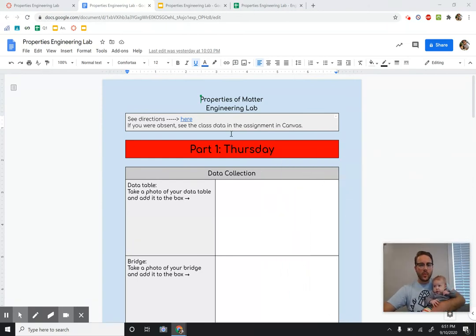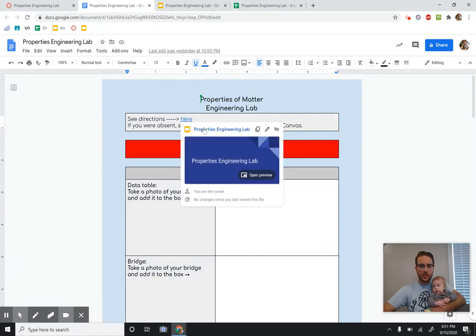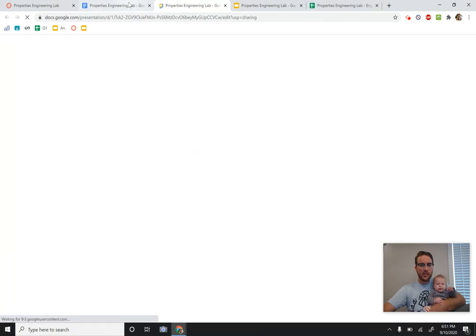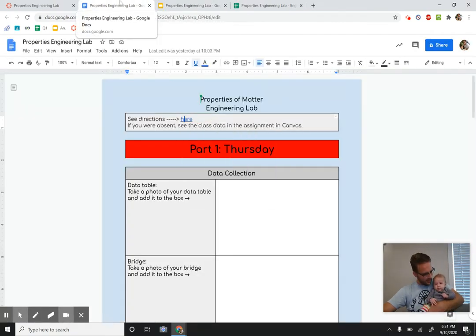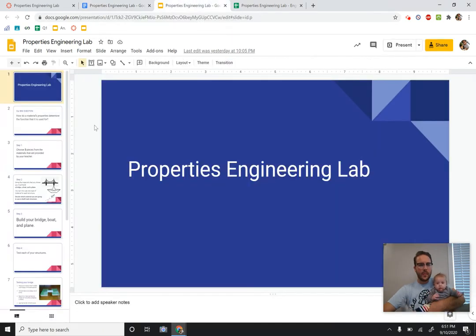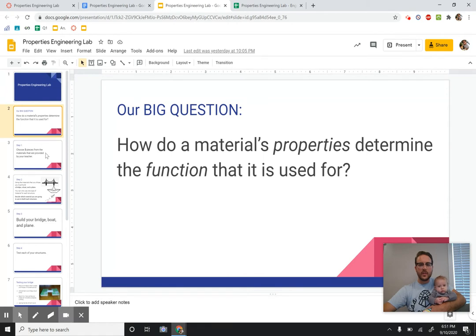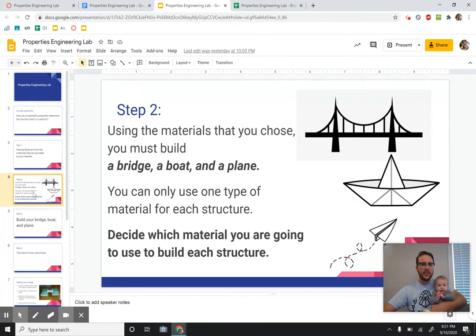Okay, this is what your lab report looks like. The first thing I want to go over, just in case you missed class or if you didn't finish yesterday's part, is what that looked like. On that lab report, we got 3 different materials. People could choose from a paper towel, a piece of regular paper, a wax paper, or aluminum foil. And then they had to build a bridge, a boat, and a plane. And then they tested those to see how well they did.